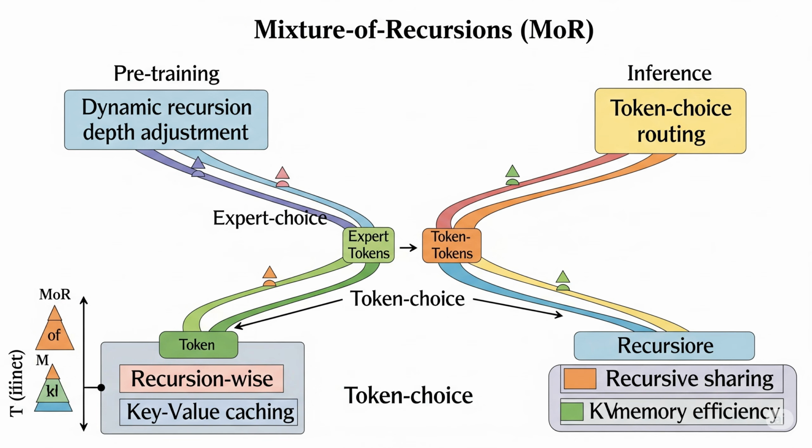So let's start right at the foundation. MoR builds on something called recursive transformers. What does that actually mean, in practice? A very clever concept. Instead of having a completely new set of parameters, weights, for every single layer in the network, recursive transformers reuse a shared set of weights multiple times. Okay, like recycling parts? Kind of.